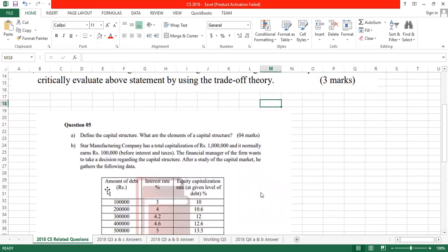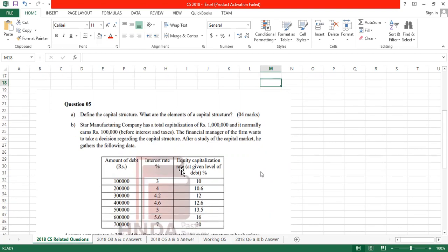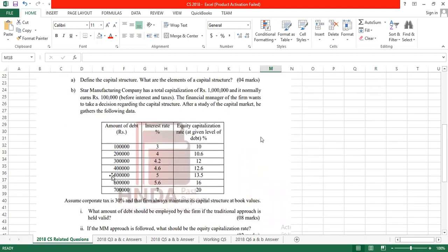Next question is, Star Manufacturing Company has a total capitalization of rupees 1 million and it normally earns 100,000 before interest and tax. That means 100,000 is the profit before interest and tax. The financial manager of the firm wants to make a decision regarding the capital structure. After a study of the capital market, he gathered the following data. Three data are given: the amount of debt, and also the interest rate, that means the cost of debt rate, for each amount of debt.